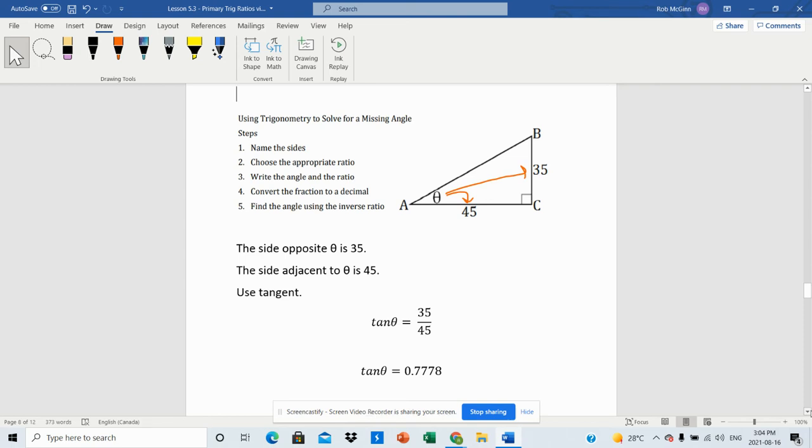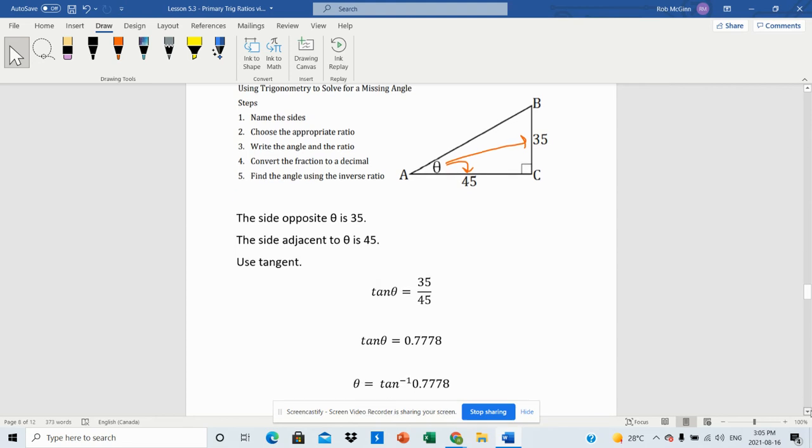At this point now, we're ready to solve for our angle. In order to do that, we must use our inverse trig ratio. So once again, on most calculators, it will be 0.7778. And then you're going to hit your second function key and tangent.